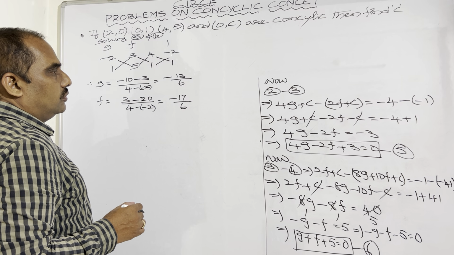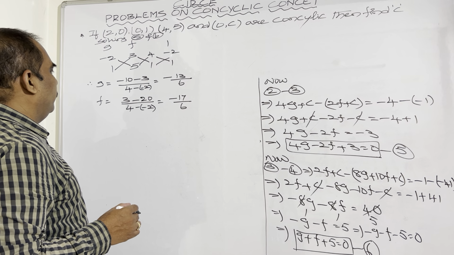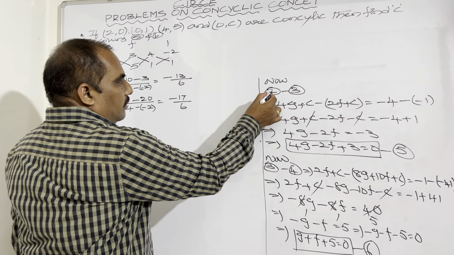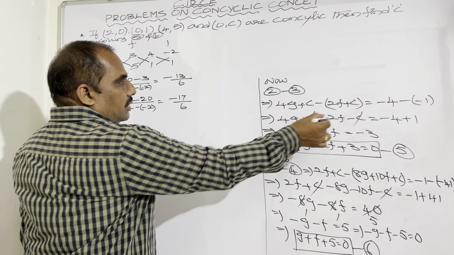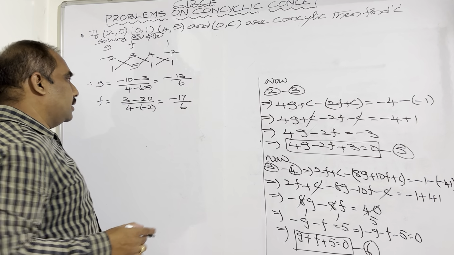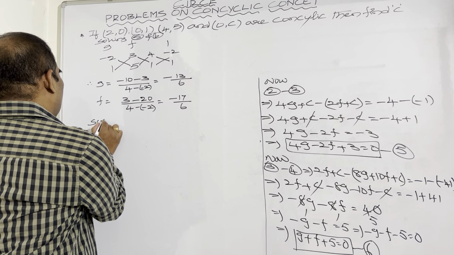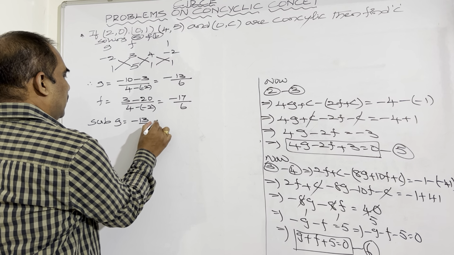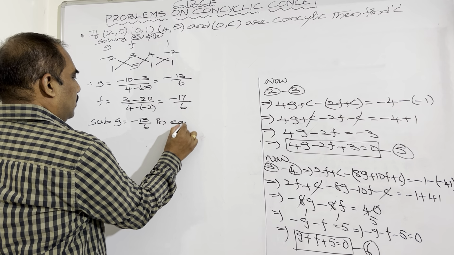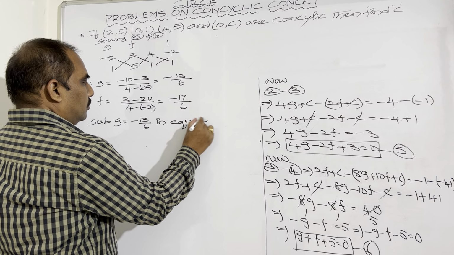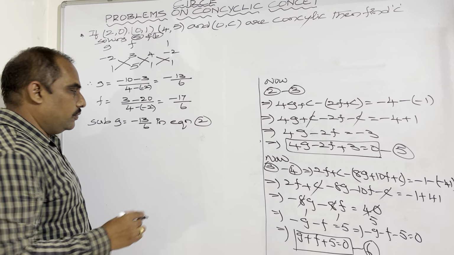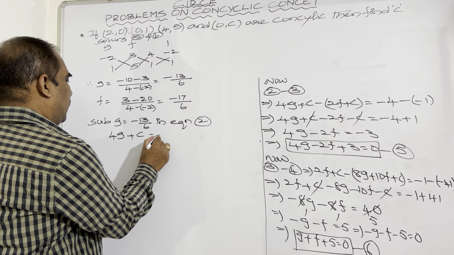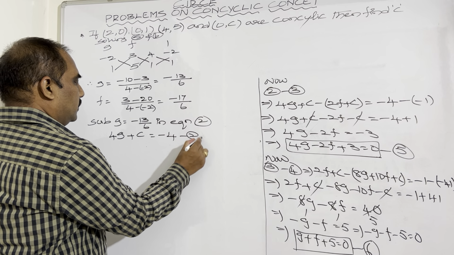So we have to find the value of C also. See, already we have the equation 2: 4G plus C is equal to minus 4. So substitute G is equal to minus 13 by 6 in equation 2. So what is equation 2 we have? We have 4G plus C is equal to minus 4. This is equation 2 we have.